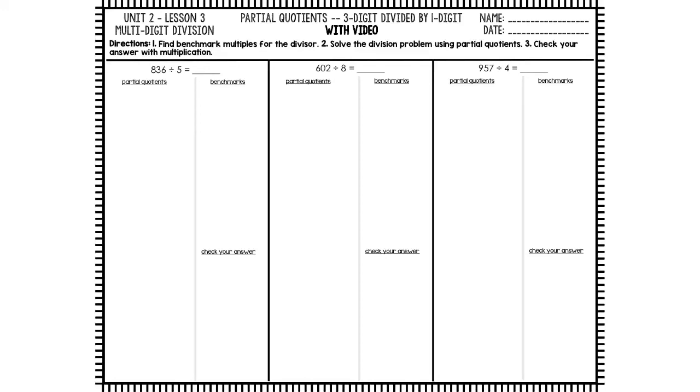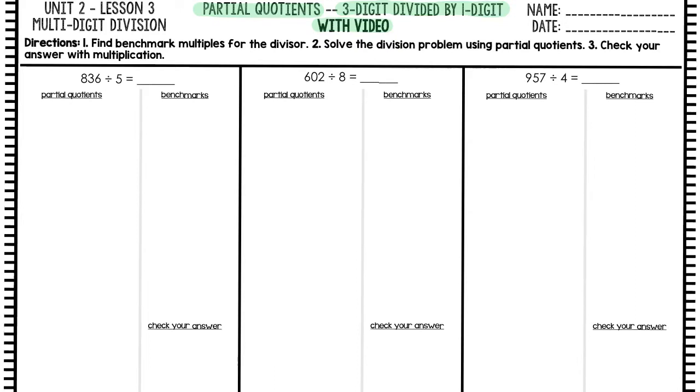Alright, this is our second video in the partial quotient series. This is going to be a 3-digit dividend divided by a 1-digit divisor. The side that you should be on should say "with video." Let's begin. We're going to start by reading the directions.